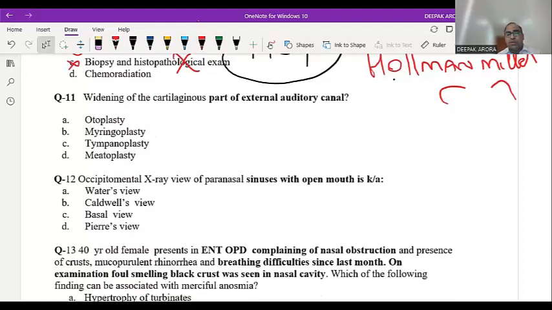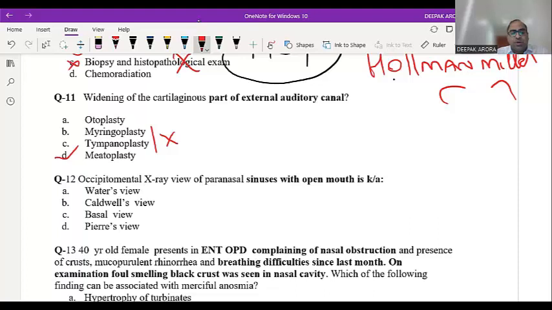Widening of the cartilage part of the canal. What are the options? Options are otoplasty. Otoplasty is your repair of the external ear. Myringoplasty is type 1 tympanoplasty. Tympanoplasty is a repair of the middle ear. So it is nothing to do with your external auditory canal. So the answer is A or D. External auditory canal, meatoplasty. Best option. I feel again it is one of the easiest MCQ.